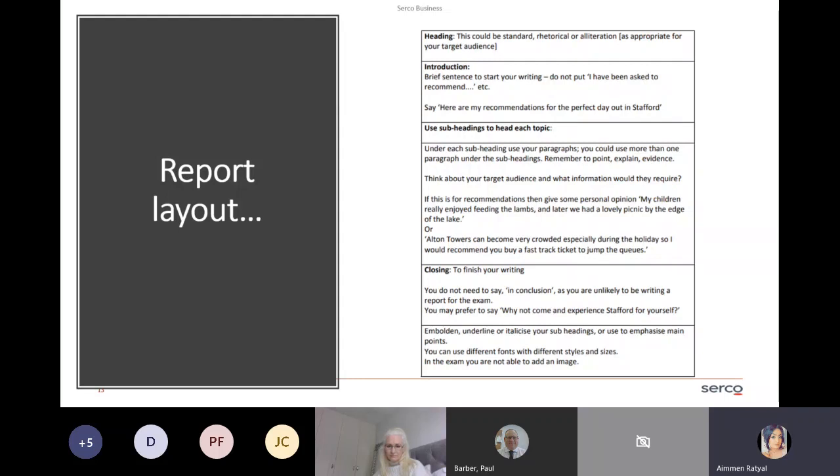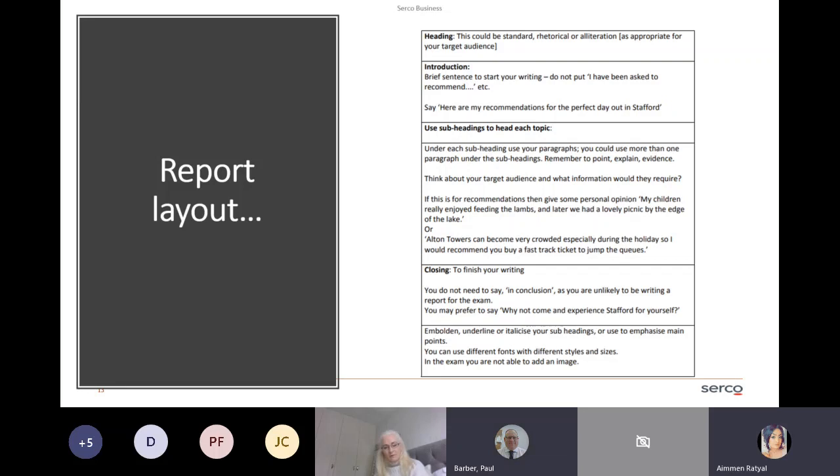You can underline or use italics for your subheadings, or use them to emphasise main points. And of course, you can use bold as well. You can use different fonts with different styles and sizes. In the exam, you are not able to add an image. So if you did want to use a box and write "image" underneath, there could be an option for that. But if you can't, then don't worry about it.